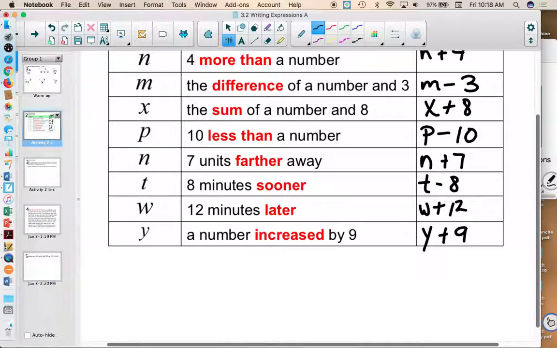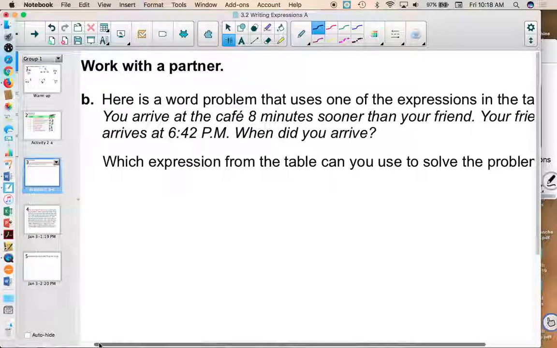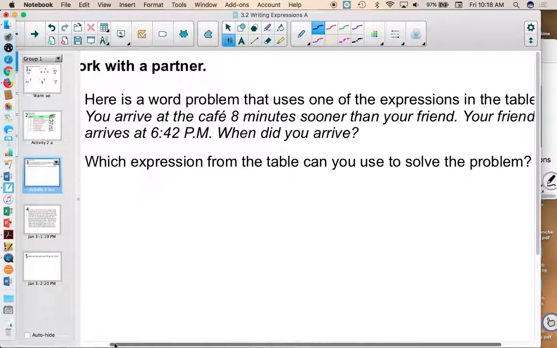Okay? Let's see if we can take what we're doing and apply it to a story problem. Noticing that those words that were in red were our clue words. And I remember yesterday or the day before, we did some underlining and circling, right? And that's something we want to pay attention to. Here is a word problem that uses one of the expressions in the table we had been using, that we just used.